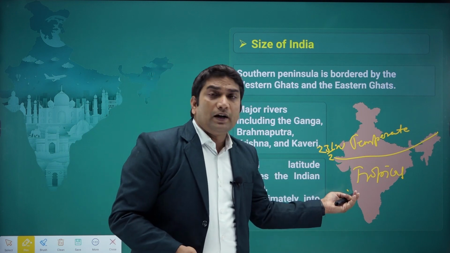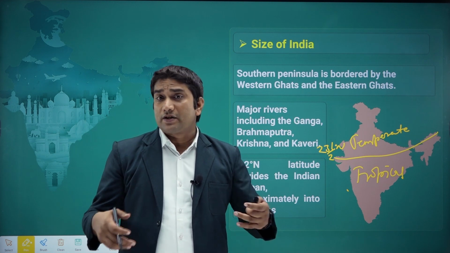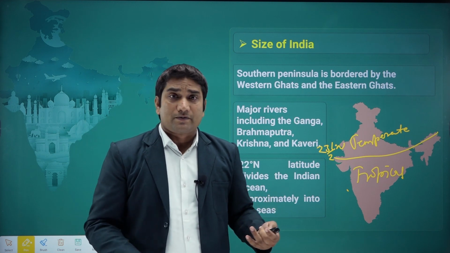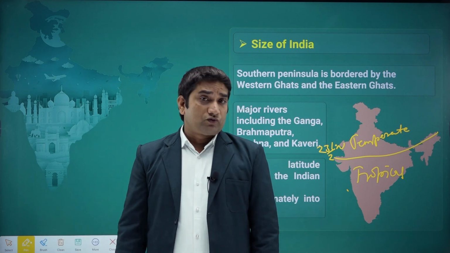But tropical India has too much international significance, or socio-economic significance, because it is bounded by water bodies on its three sides.